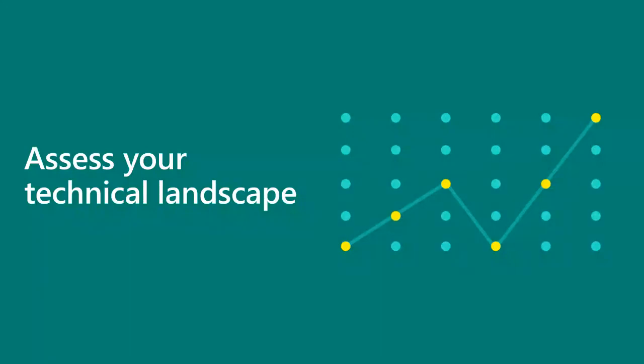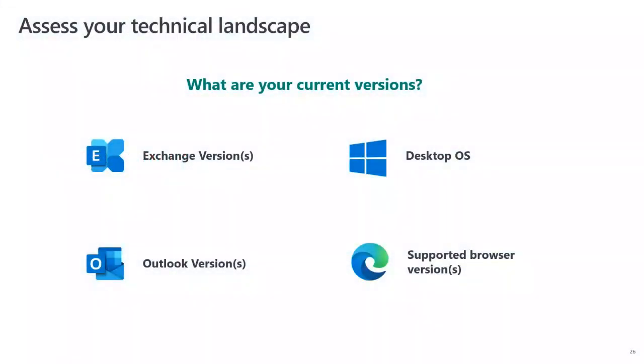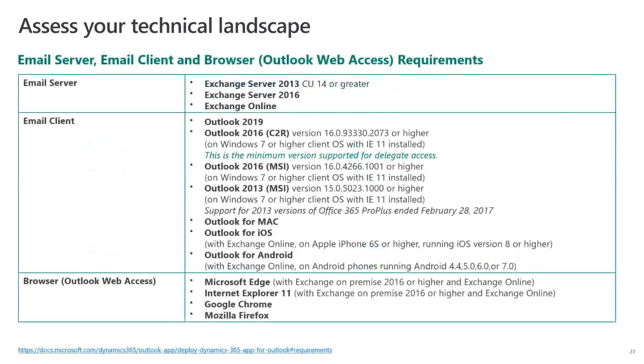So in terms of technical landscape, these are the four main areas that you need to focus on. Because it's working with server-side synchronization, you need to have a look at the Exchange version that you are operating. You need to look at the desktop OS version, the Outlook version, and also your supported browser versions. So all of this documentation is available online, and we've put the links at the bottom of those slides for reference. But these are the email server, email client, and browser requirements.